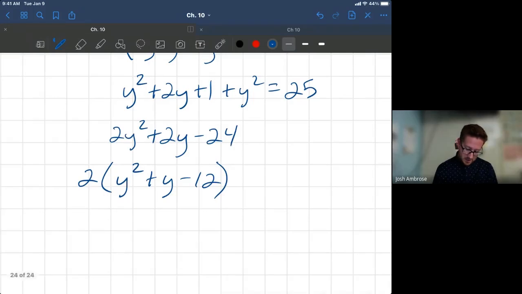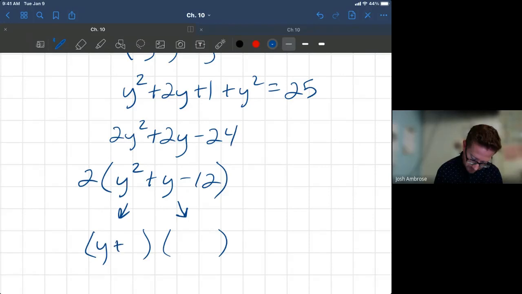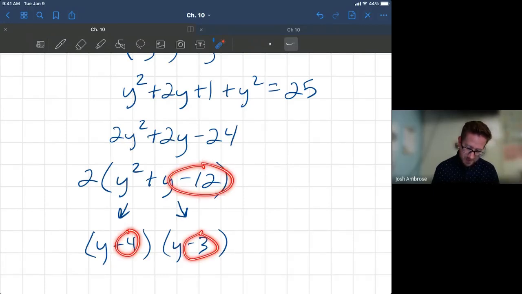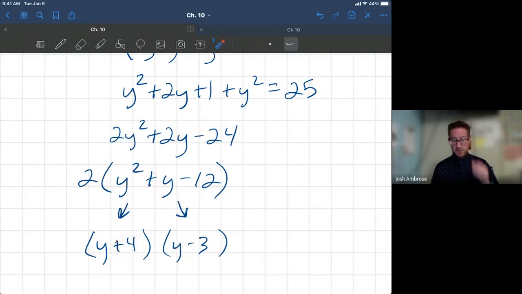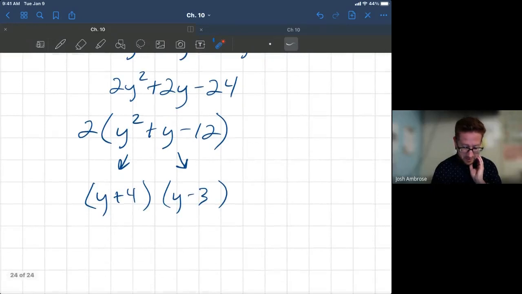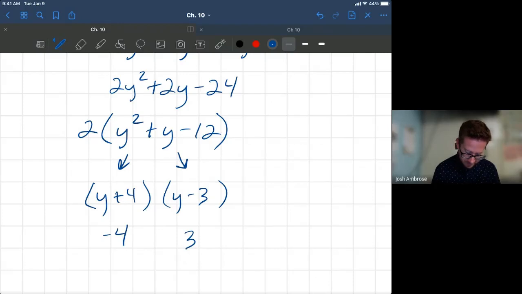All right. So we factor this into 2 binomials. Y, let's see, this is going to be y plus 4 and y minus 3. Okay. Because positive 4 and negative 3 multiply and make a negative 12. Positive 4 minus 3 make a positive 1, which is what I need right there. Now we have to solve these. So this side makes a negative 4. This side makes a positive 3. That means y is equal to negative 4 and positive 3.